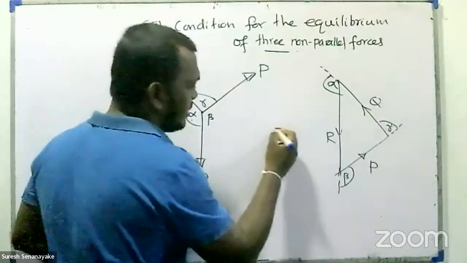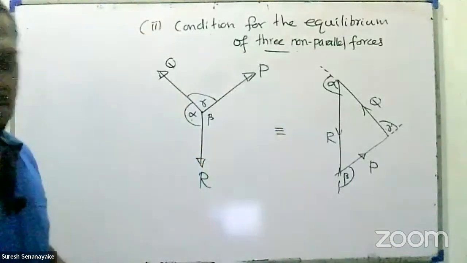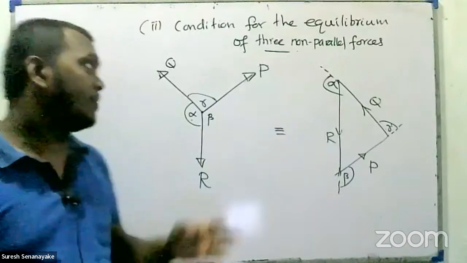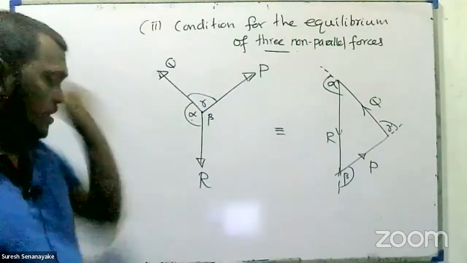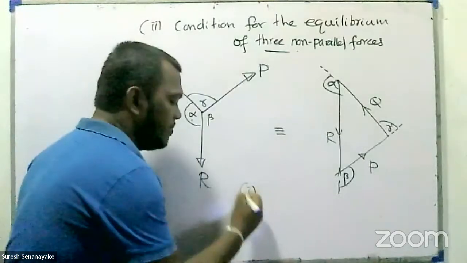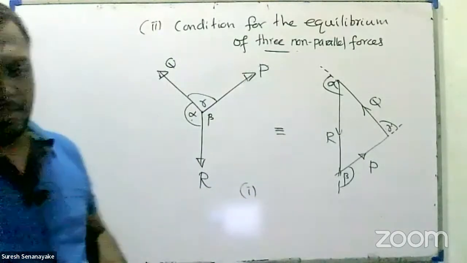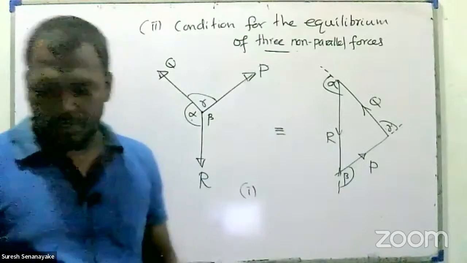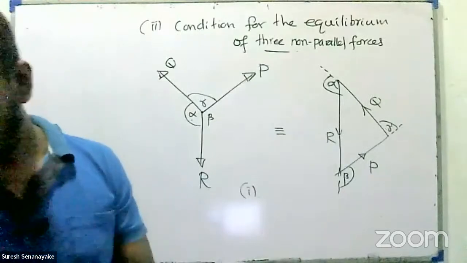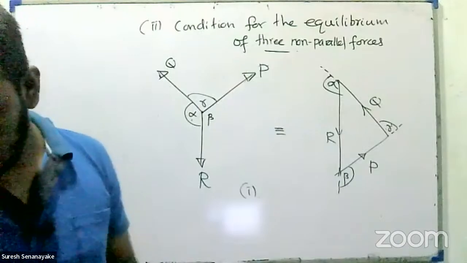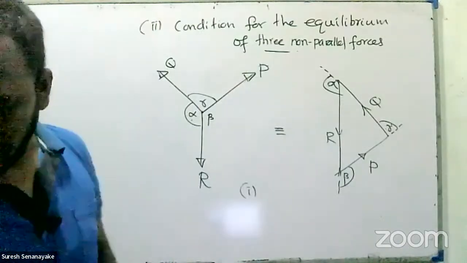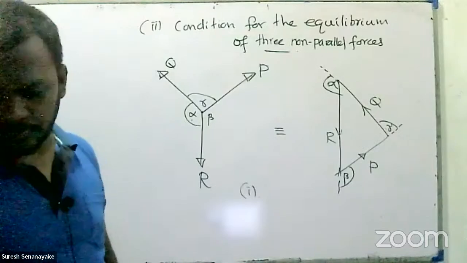Okay, first we write these conditions and then show this. Let's write the conditions. The first condition is the condition for the equilibrium of three forces. We write the first condition: the three forces should be coplanar.